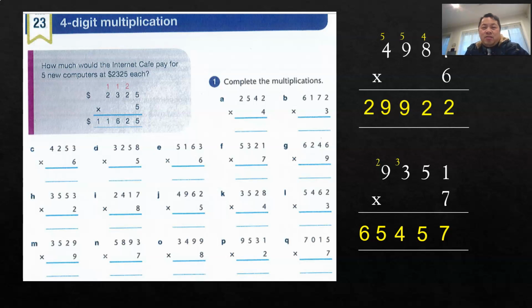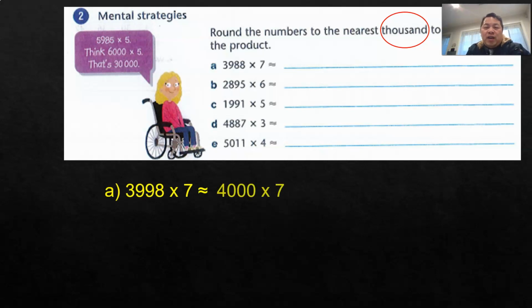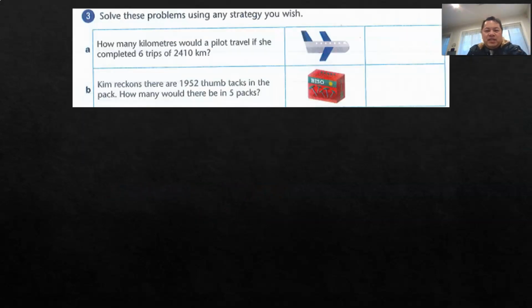So I assume all of you will be able to do this very well. So what about rounding off? Let's use the first one as an example. We need to round off the numbers to the nearest thousand. So 3,998, the nearest thousand will be 4,000, isn't it? So 4,000 times 7, and the answer is 28,000. So that's how you should present your working. So do complete this.